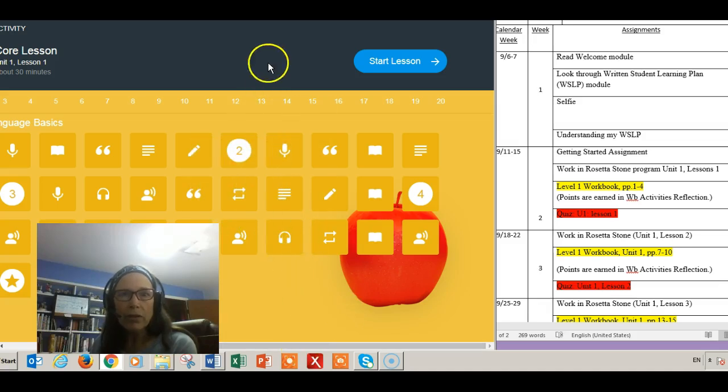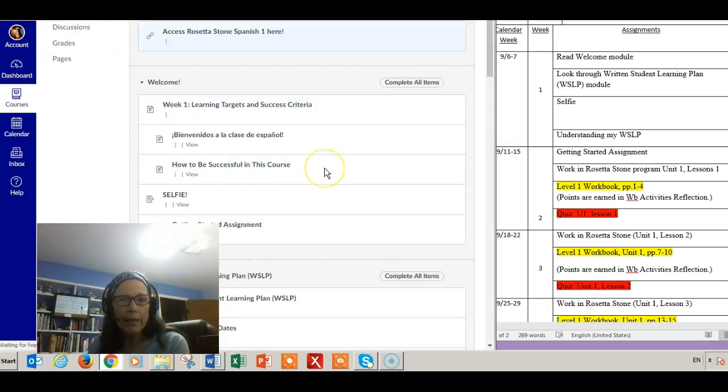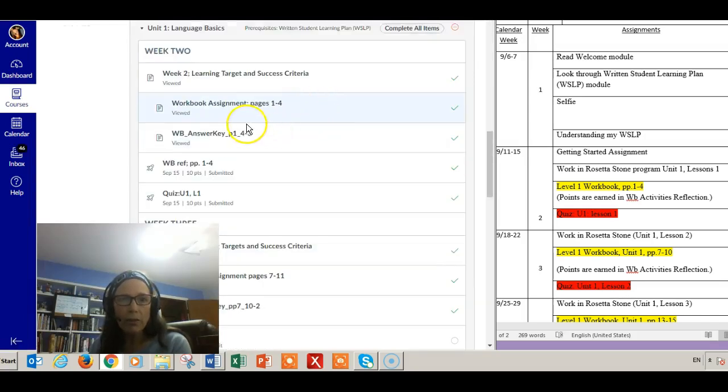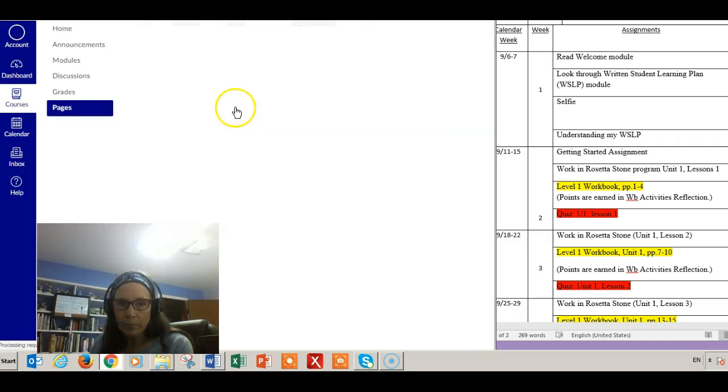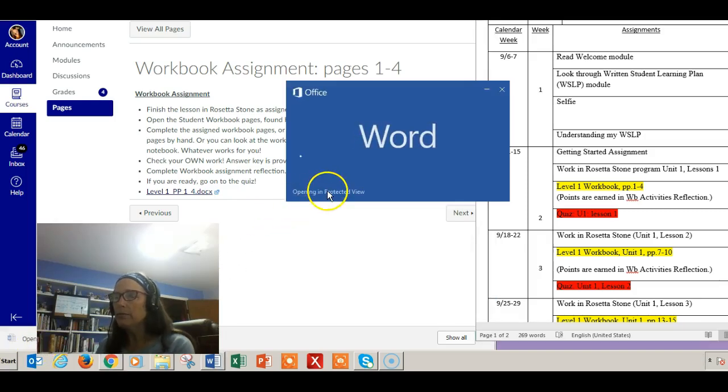So I'm going to go ahead and click out of Rosetta Stone, and I'm going to go back to modules. I finished my Rosetta Stone, so now I'm going to do the workbook assignment, pages 1 through 4. This will pull them up, and I can click here and it'll pull up the assignment, what the workbook pages are. I have to open it up.